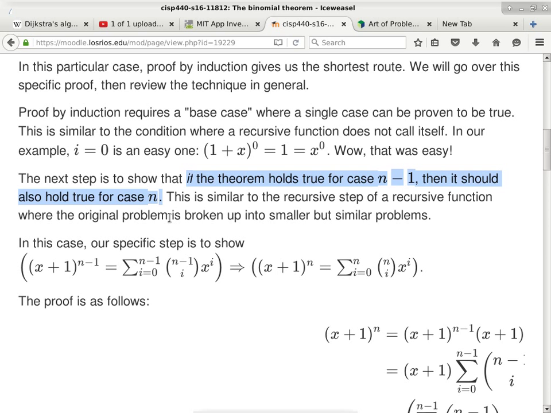But I want to do this using proof by induction. I just need to make sure that this is actually true. 1 plus 2 plus 3 is 6. 3 times 4 divided by 2 is also 6. So that works. So we want to prove this by proof by induction.